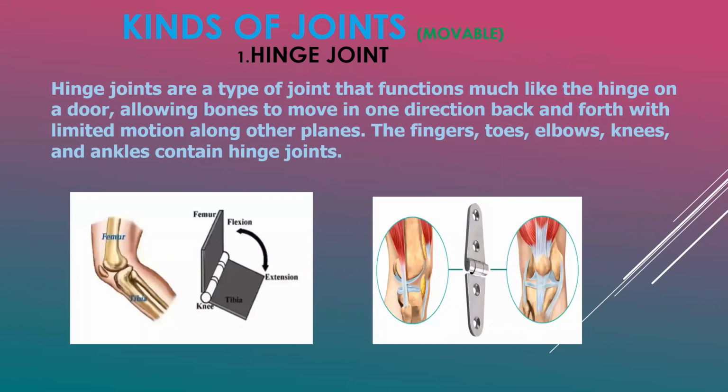Next is about different types of movable joints. First one is hinge joint. Hinge joints are a type of joint that functions much like the hinge on a door, allowing bones to move in one direction, back and forth with limited motion along other planes. The fingers, toes, elbows, knees, and ankles contain hinge joints.